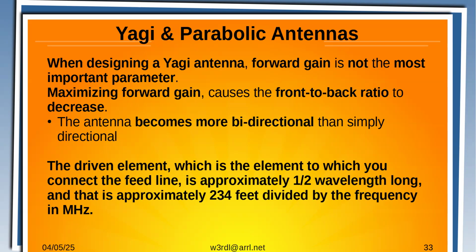Like I mentioned before, on a Yagi, if you're adjusting the number of directors and the spacing to maximize forward gain, you decrease the front to back ratio. If you want a very directional antenna with a high forward to back ratio, you have to sacrifice gain and vice versa.